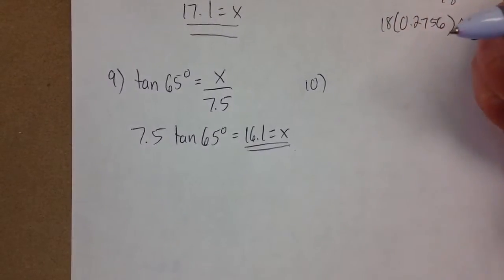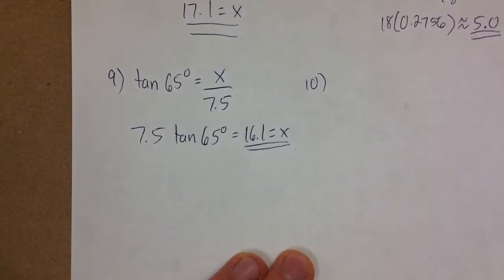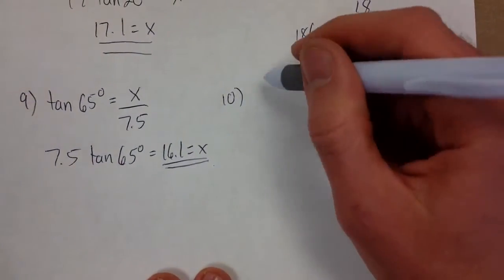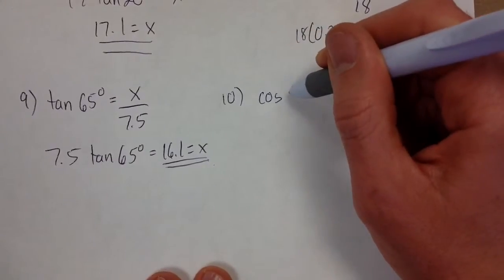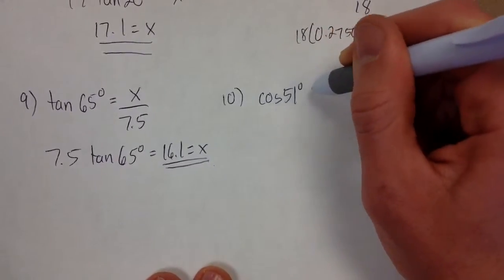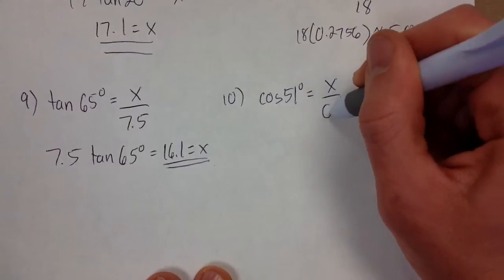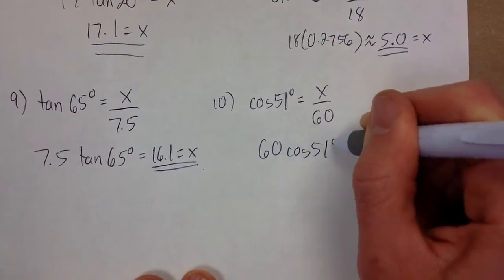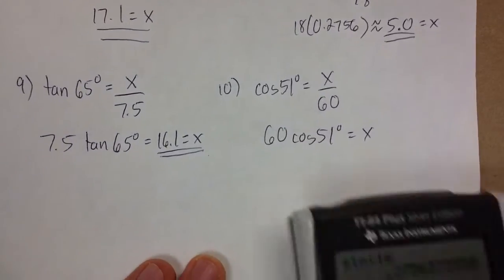James, which trig function would you use for 10? Cosine. Good. The equation, please. Cosine of 51 equals x over 60. Nice. Multiply cosine of 51 times 60, and you get 7.8. Very good.